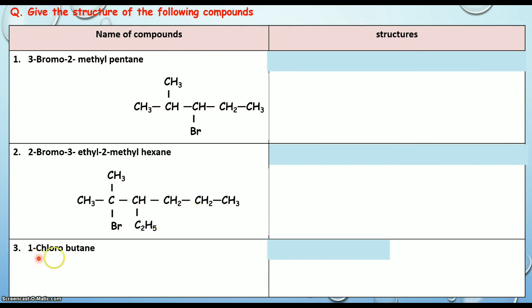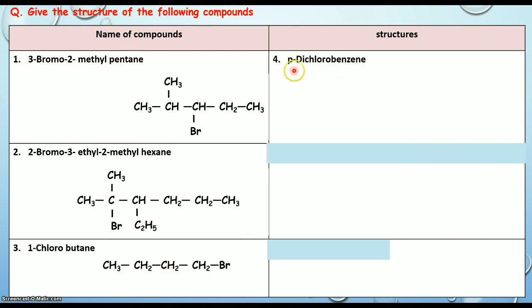The third compound is 1-chlorobutane. Very easy. Butane means 4 carbon atoms in a straight chain. On the first carbon, the chlorine atom is bonded, and the remaining valencies of carbon are balanced by hydrogen.